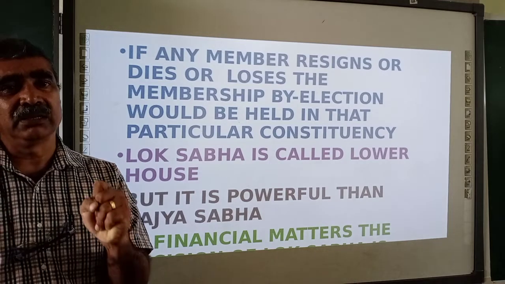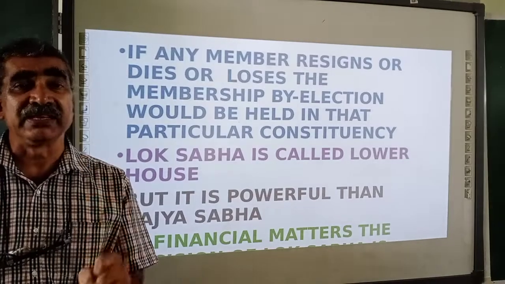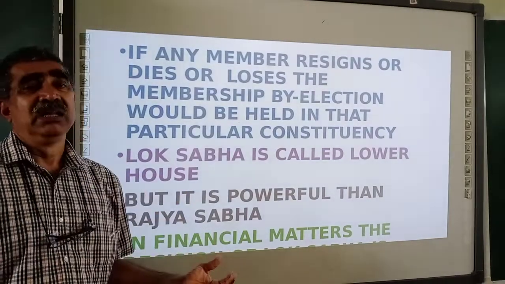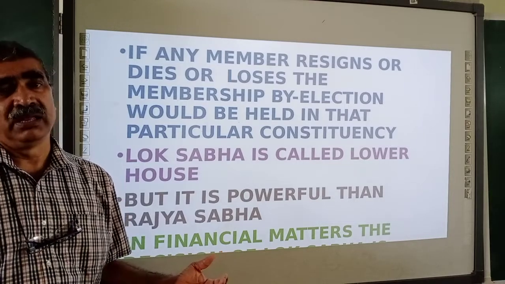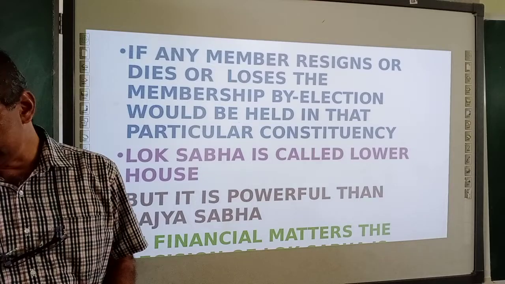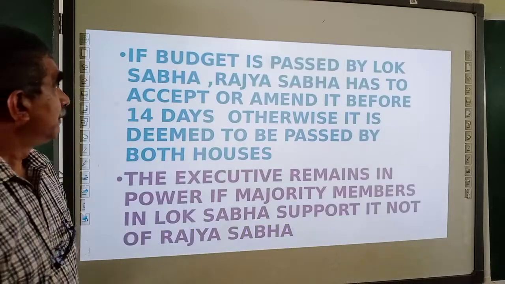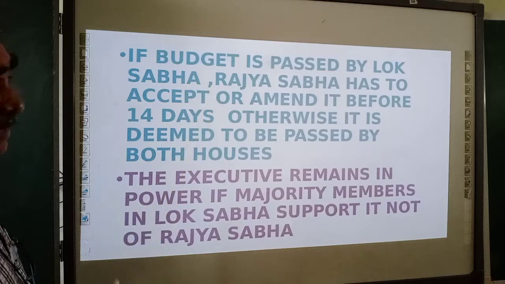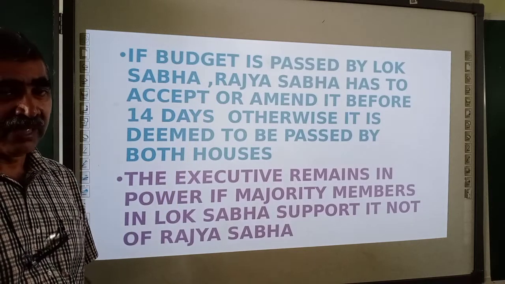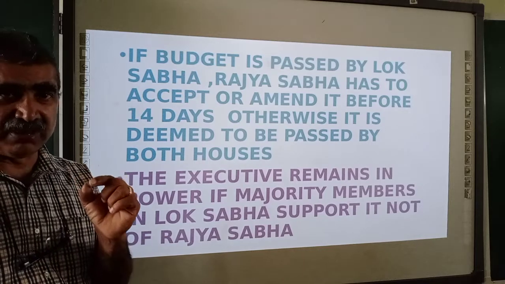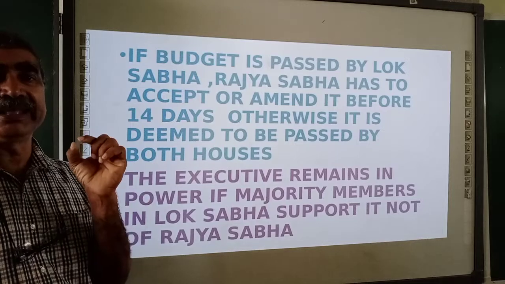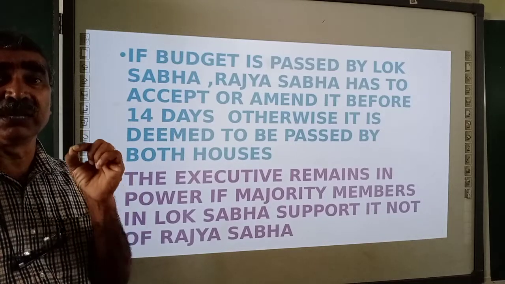And they are the controllers of exchequer finance and money. They must control. So the power is given to the Lok Sabha to control the financial activities. That is it. If the budget is passed by Lok Sabha, budget is a financial matter. What is the budget? Annual estimate of income and expenditure of the government.